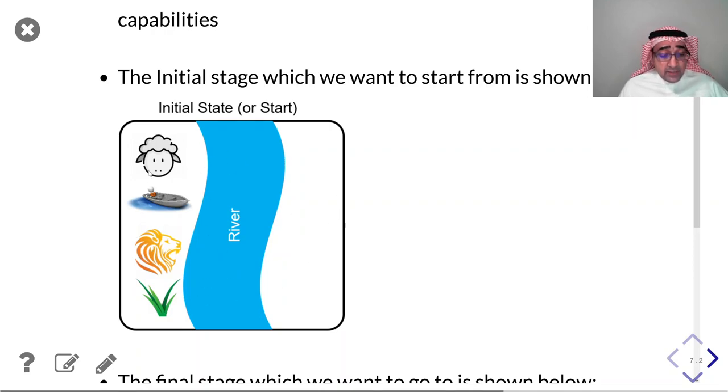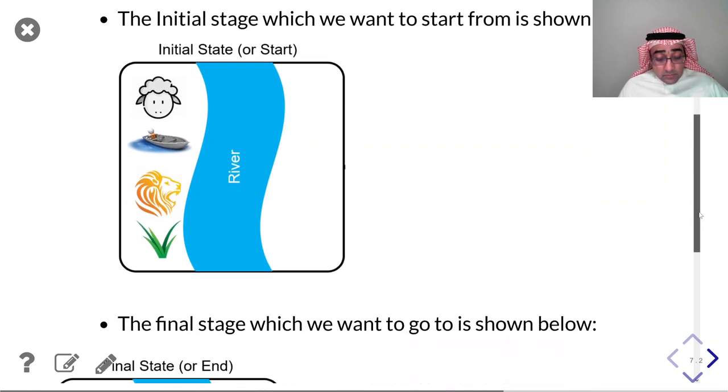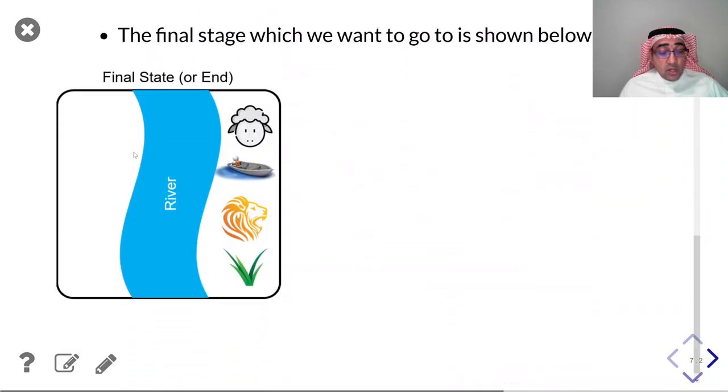In the initial state, I basically am on the left-hand side of the river with all of the items that I have with me on the left-hand side, okay? So we want to go to something called the final state or the end state, or what is your goal? My goal is, or the end state is, I want everything to be on the other side, safe and sound, okay? I want, for example, the sheep and the lion and the grass without the lion eating the sheep and without the sheep eating the grass. So this is my end state.